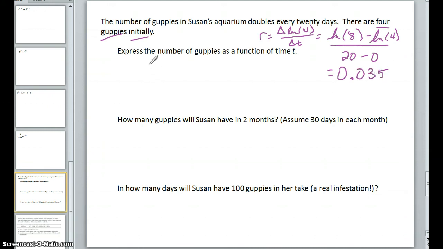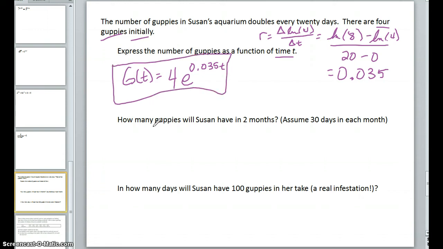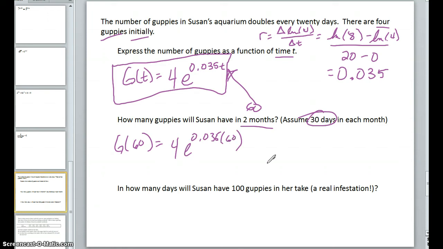All right. So express the number of guppies as a function of time. We're going to have the number of guppies equal to the initial amount of guppies, which were 4, times e to the 0.035t. Okay, so that's our growth formula. How many guppies will Susan have in 2 months? That's 60 days. So we're going to plug 60 in right here for time. g of 60 is equal to 4 times e to the 0.035 times 60.